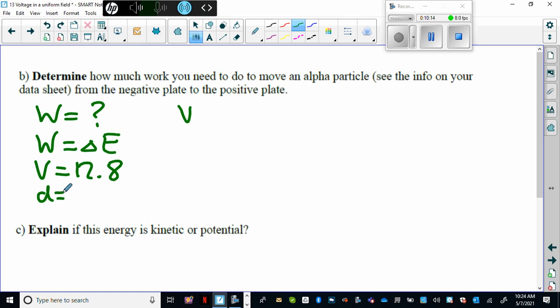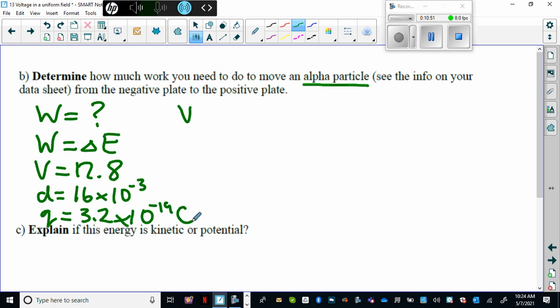Let's just write down everything we know. We know the distance between the plates is 16 times 10 to the negative 3. And we know we're dealing with an alpha particle. As soon as you see alpha particle or electron or proton or neutron, then you know a couple of other pieces of information because they're on your formula sheet. One of those is charge. The charge of an alpha particle has two elementary charges because it's two protons and no electrons. So 2 times the elementary charge, 1.6 times 10 to the negative 19, is 3.2 times 10 to the negative 19.